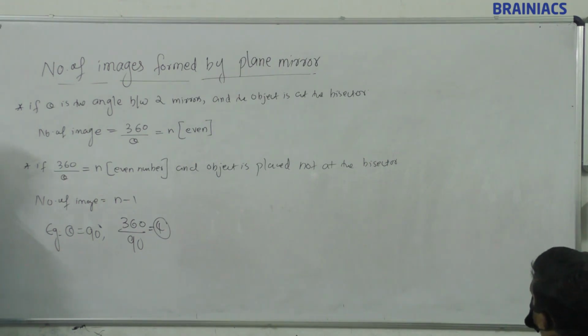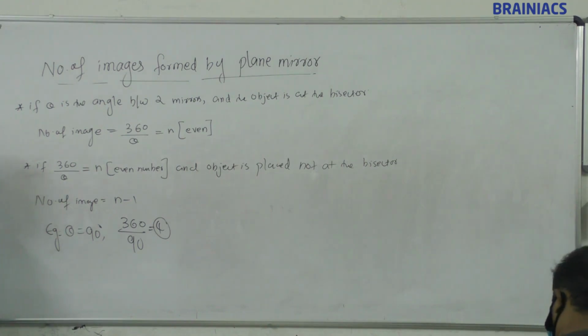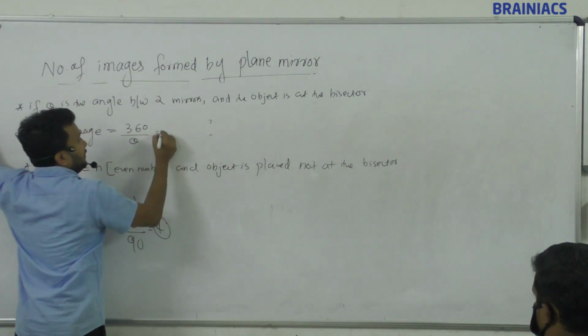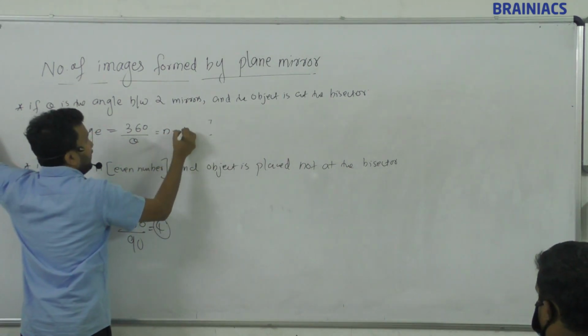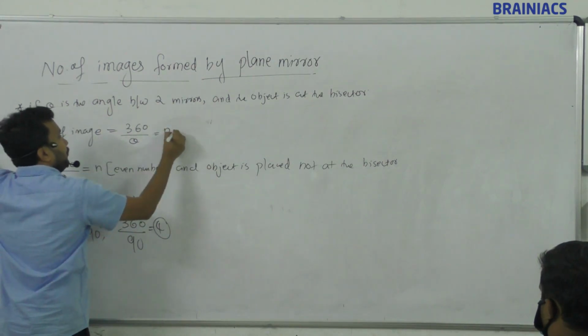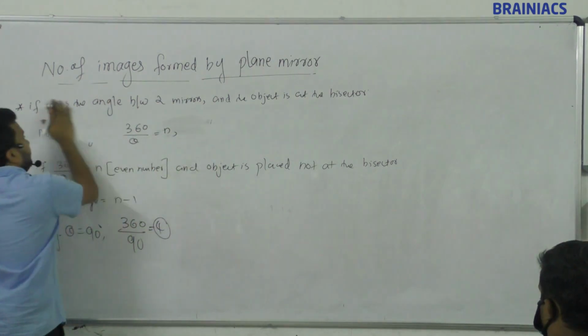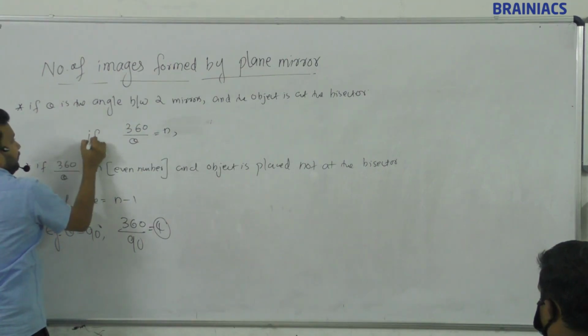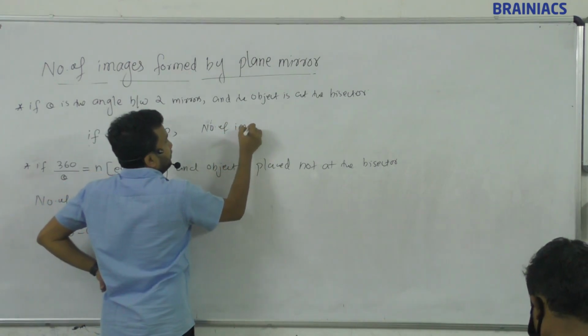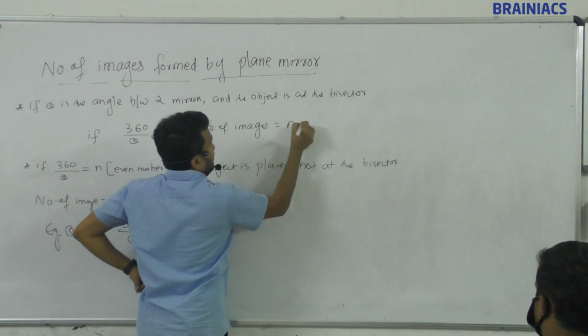The angle is a bisector between the mirrors and the object is at the bisector. Number of images is n minus 1, in both cases, right? If 360 by theta is equal to n, then the number of images is equal to n minus 1.